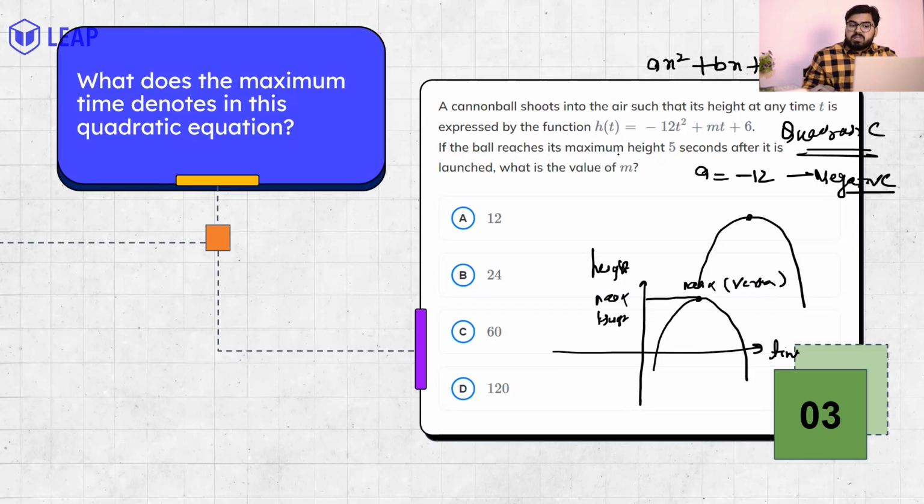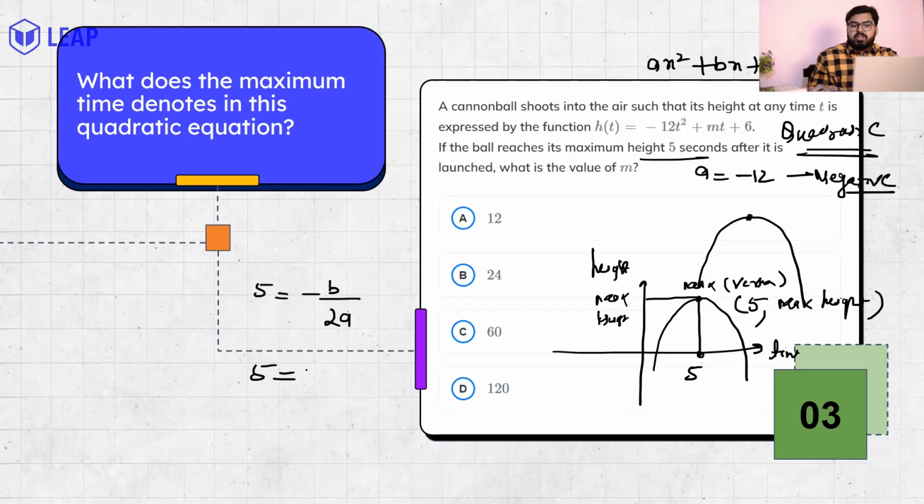It is saying it reaches maximum height after 5 seconds. It means after 5 seconds, it reaches maximum height. Means the x-coordinate of the vertex is 5 and the y-coordinate is the maximum height. Am I right? And how do you find the x coordinate of the vertex? The x coordinate of the vertex is given by minus b by 2a.